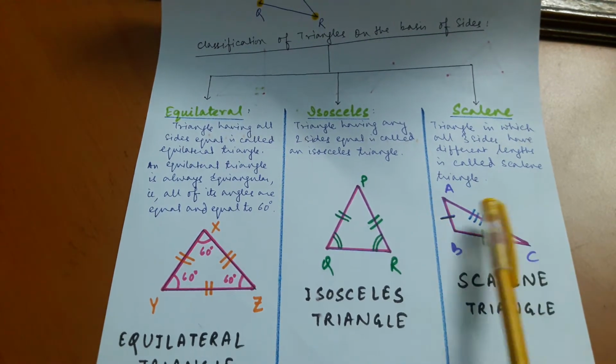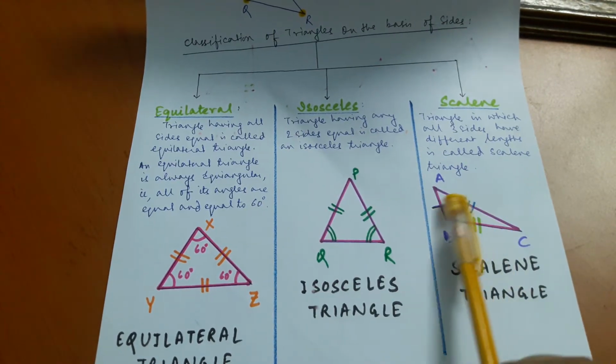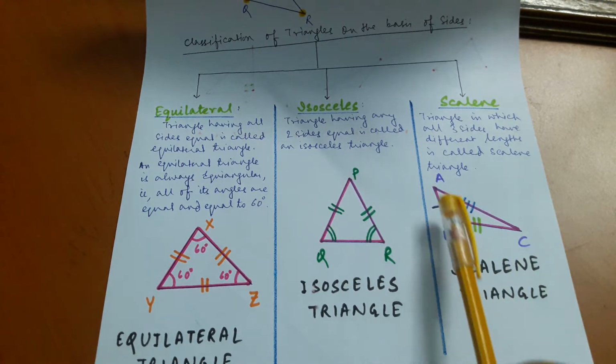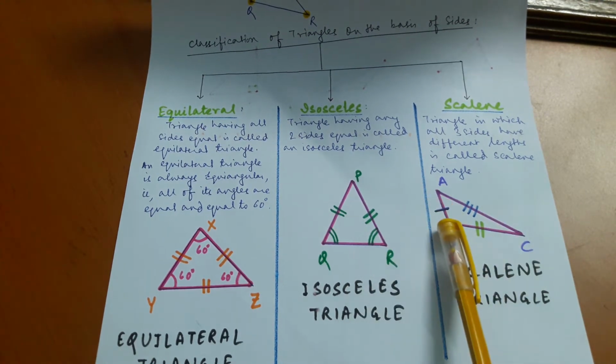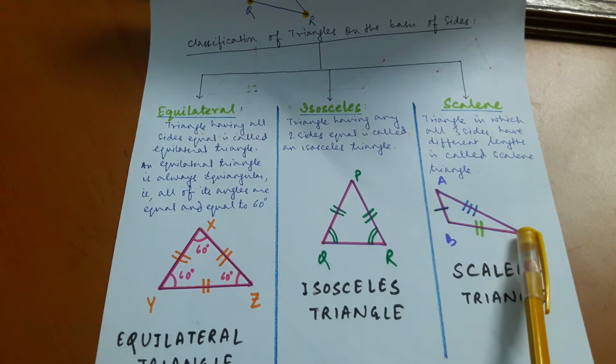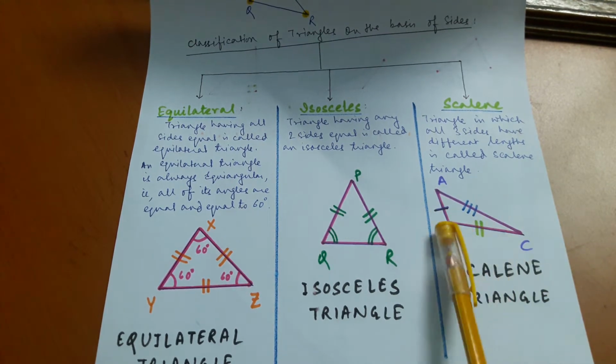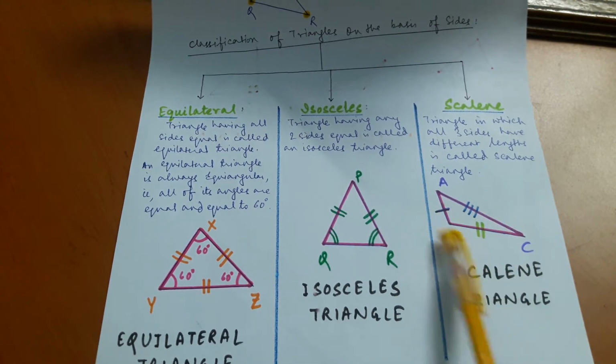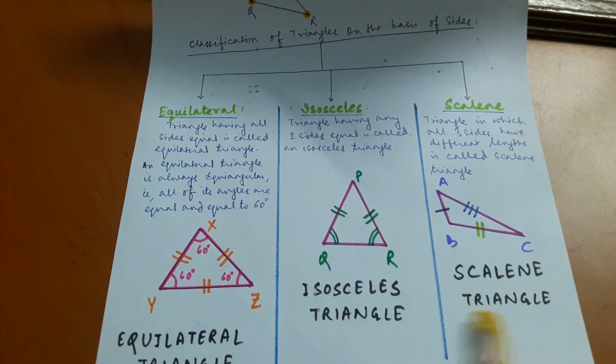In this triangle ABC ये तीनों sides unique है, एक दूसरे से अलग है. AB is of a different length from BC and from AC. Same for these 2 sides BC and AC. These 3 sides are unequal. So this is a scalene triangle.